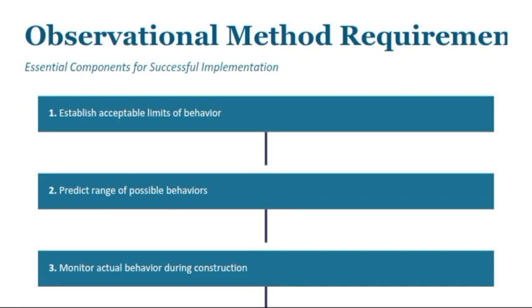Now, the third requirement is monitoring and observation. The project must include instrumentation and field monitoring, such as settlement plates, piezometers, inclinometers, extensometers. Continuous monitoring provides real-time information about the actual ground performance. And the fourth requirement is pre-planned corrective actions.